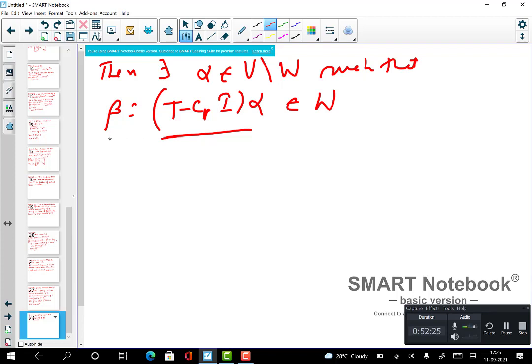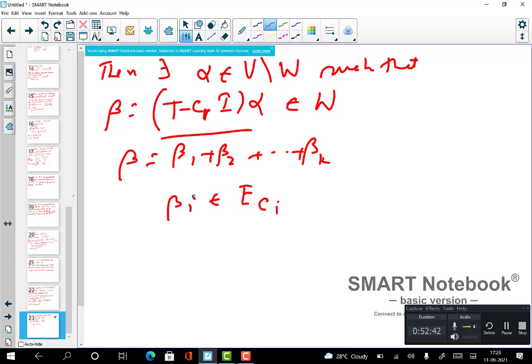Now, this vector beta being inside W means that beta can be written as beta1 plus beta2 plus up to betak, where each beta i is an element of E(ci). That means these are all eigenvectors, so beta is a sum of eigenvectors. And that means when you substitute, T beta i is nothing but ci beta i, and this is true for i equal to 1, 2 up to k. There are k many eigenvalues.